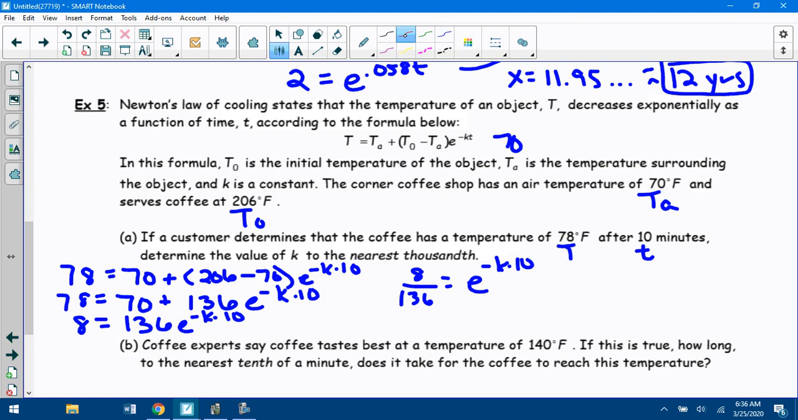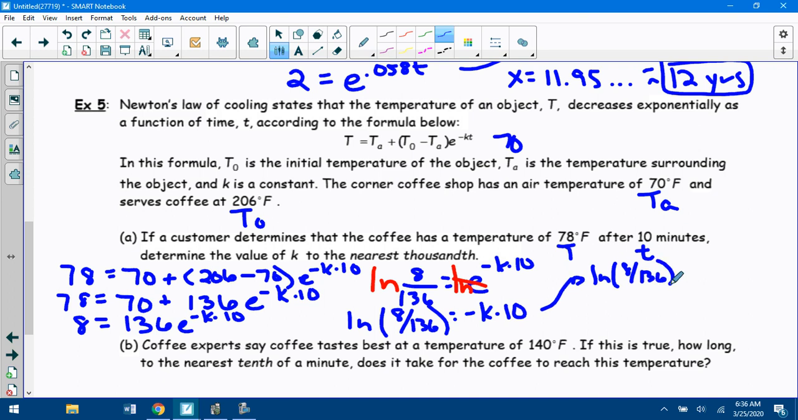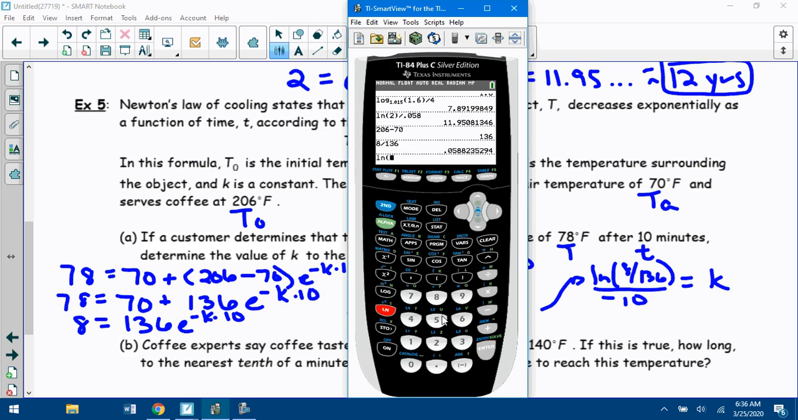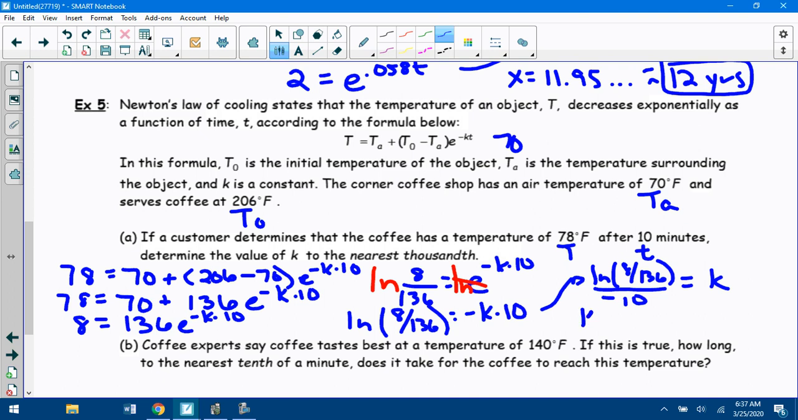Now what? We gotta get rid of the e, so that's where we ln. So that cancels. And I have ln of 8 over 136 equals negative k times 10. Last step. I want to solve for k, so divide by negative 10. So ln of 8 over 136 divided by negative 10 will be k. Let's see what that is. And k is 0.283, said nearest thousandth, so that's 3 decimal places.